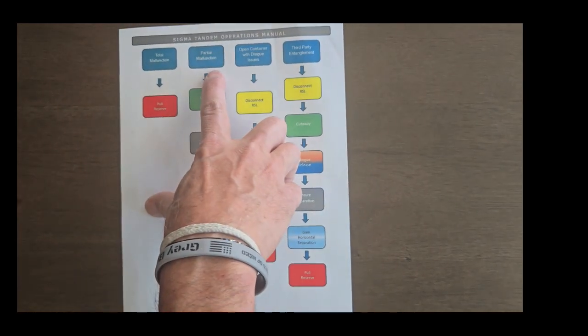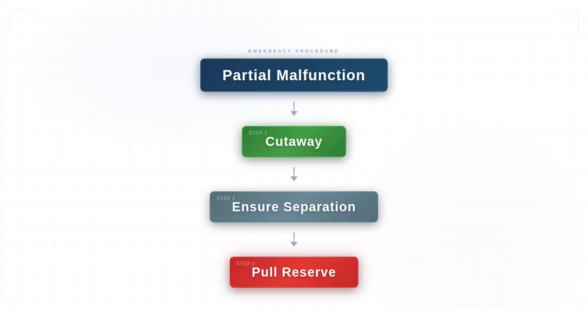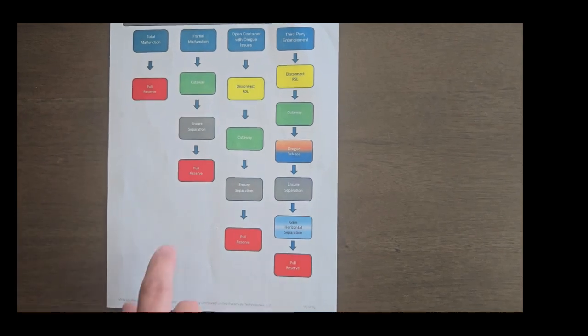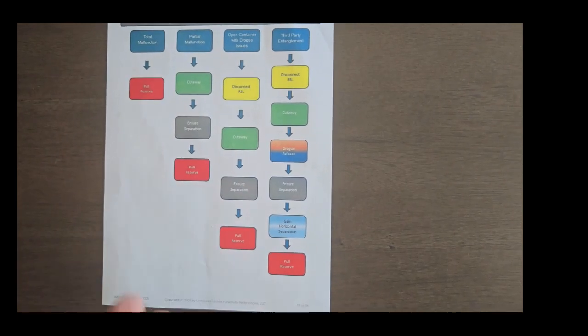A partial malfunction occurs when the deployment sequence has already initiated, but the canopy is not fully inflating. In this case, the standard response would be, we're going to cut away, we're going to ensure separation on our risers, and then finally we're going to pull our reserve.